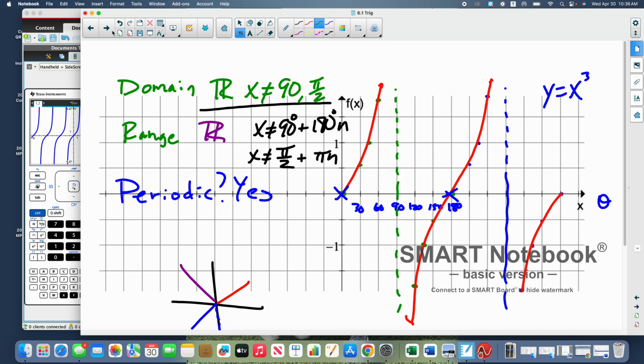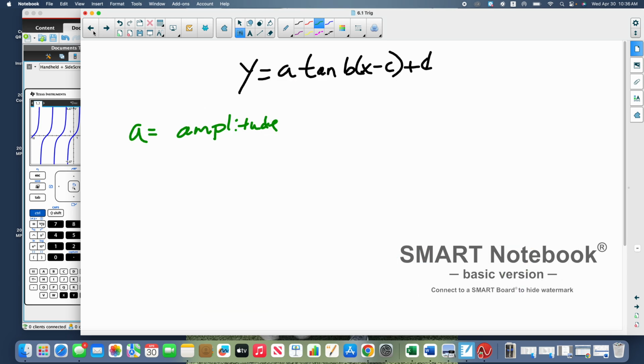What's another name for that amplitude, or another name for that A value that we were putting out front, just in general? Vertical stretch or compression. Vertical dilation. All right. So vertical dilation is probably a little bit better characteristic of that than the amplitude.